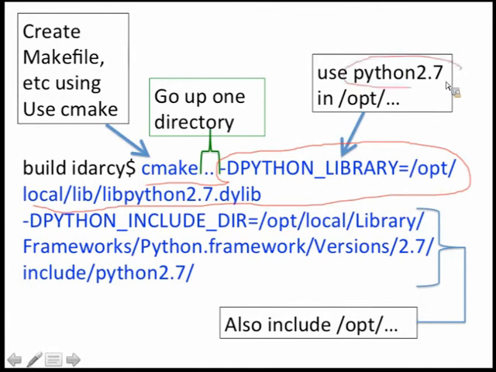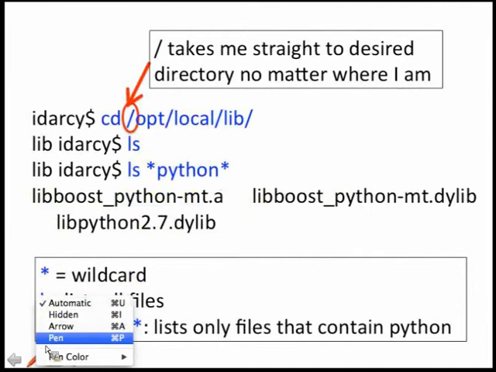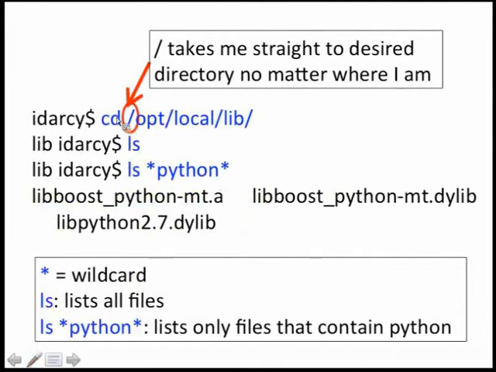And I want to use Python 2.7, which is in this directory right here. How did I find that directory? Well, I just cd'd into my library and looked to see where I had Python. So what was the name of the Python? So I cd'd into here. This backslash will take me, no matter what subdirectory I'm in, to my /opt directory.